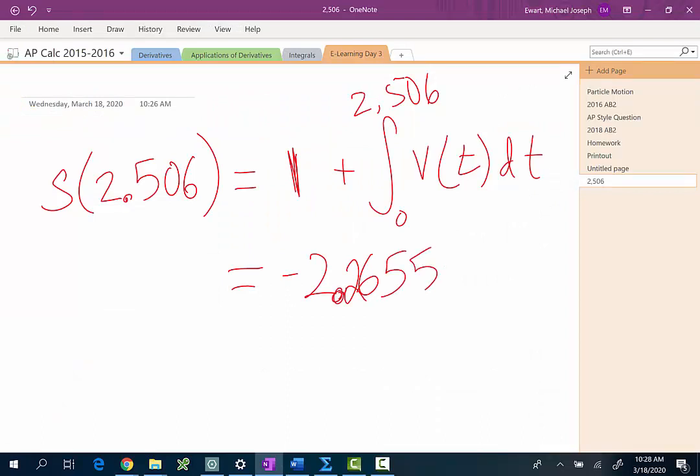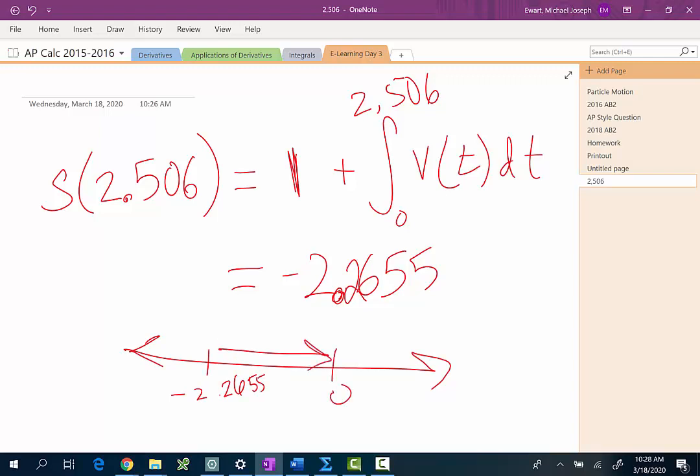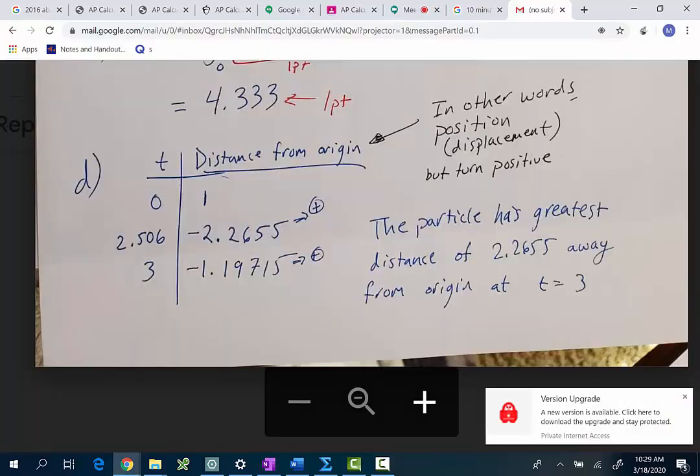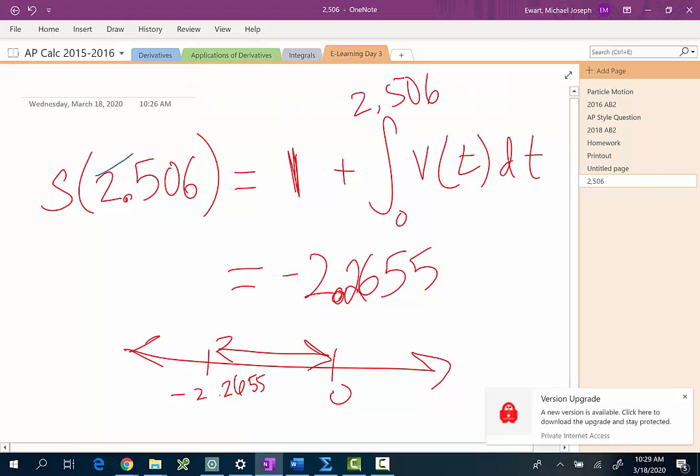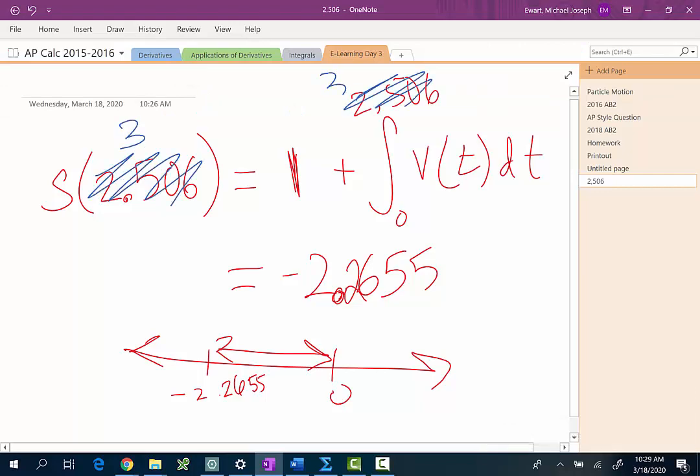But the way they worded it was, what's the distance between the particle and the origin? If the particle is located at negative 2.2655, then the distance between the particle and the origin would be a positive number, positive 2.2655, because distance can't be negative. Then we do the same thing with 3. We just change this to a 3, and we get a new answer.